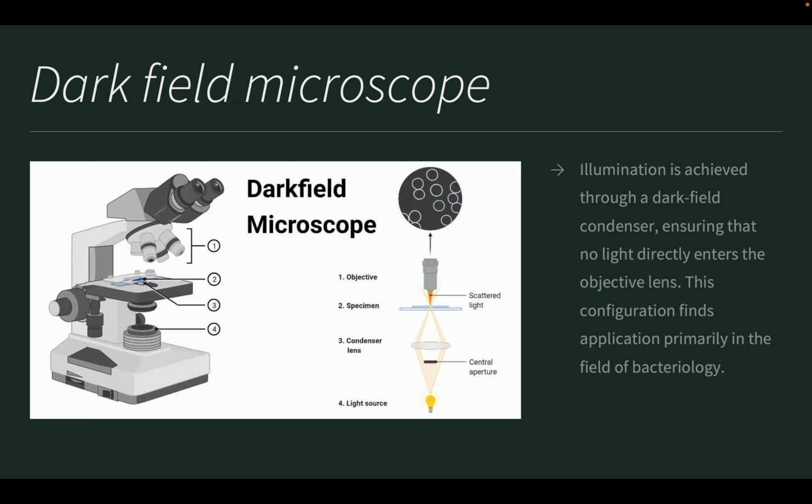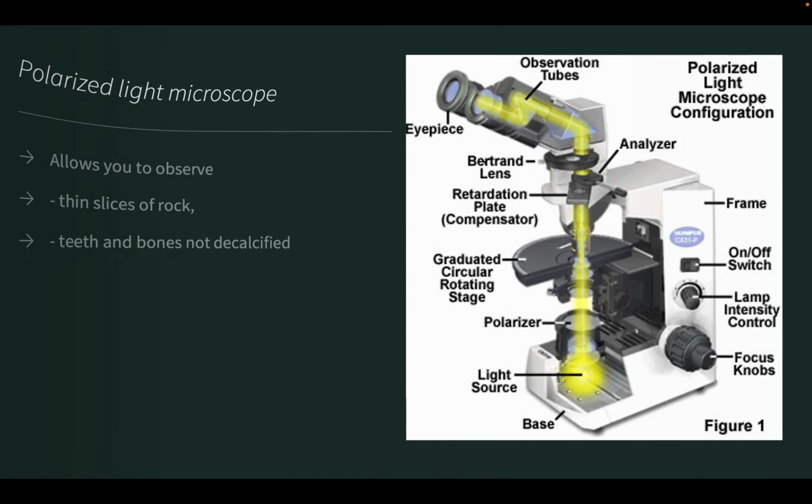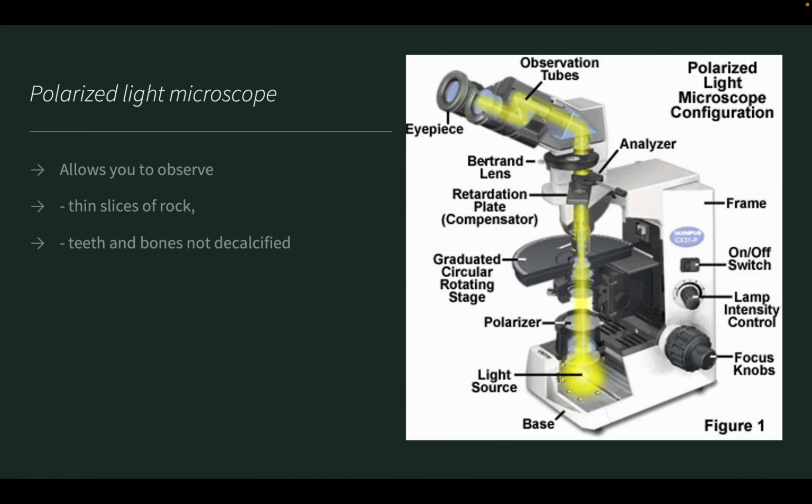So, now we have the dark field microscope. Illumination is achieved through a dark field condenser, ensuring that no light directly enters the objective lens. This configuration finds application primarily in the field of bacteriology. Then we have polarized light microscope. Allows you to observe thin slices of rock and teeth and bones not decalcified.